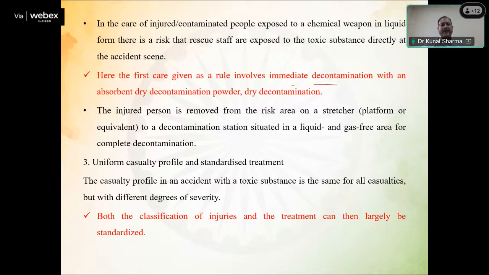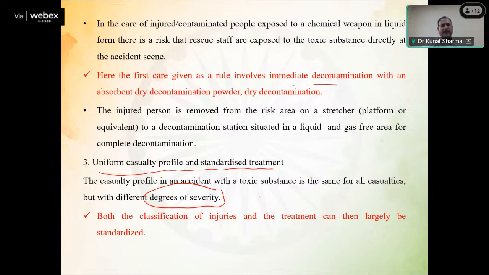Third is uniform casualty profile and standardized treatment. The casualty profile in an incident with toxic substance is the same for all casualties, but with different degrees of severity. Here are two parameters which we focus upon: toxic substance and casualty profile. Whosoever is inhaling or absorbing the toxic substance through any route of entry, the casualty profile depends on the degree of severity. It depends on how severe the chemical or toxic substance is.